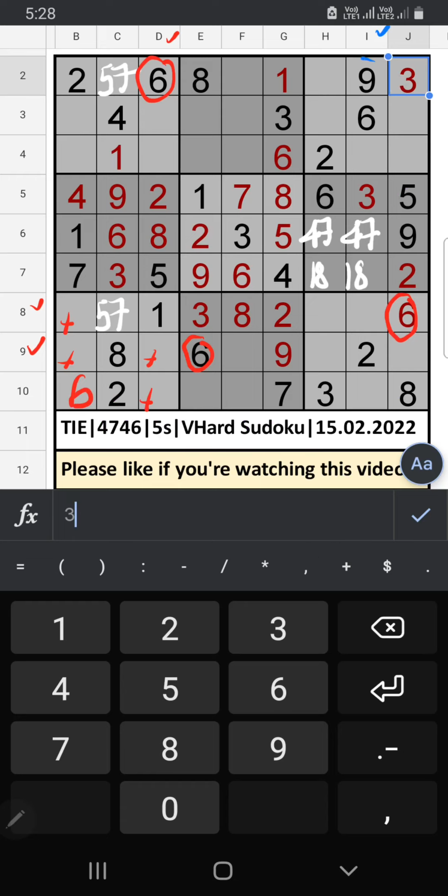Column I we have 9, so 9 can't come in these cells. Ninth row we have 9, so 9 can't come in these cells, then 9 is confirmed here. 8th row and 9th row we have 9, so 9 can't come in these cells, the 9 is confirmed here.